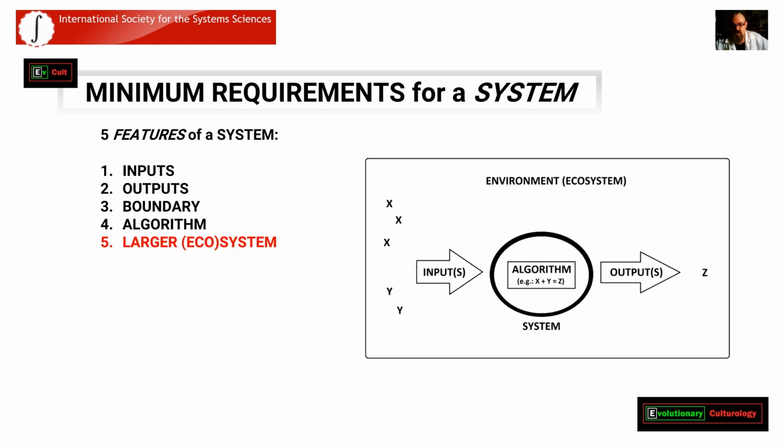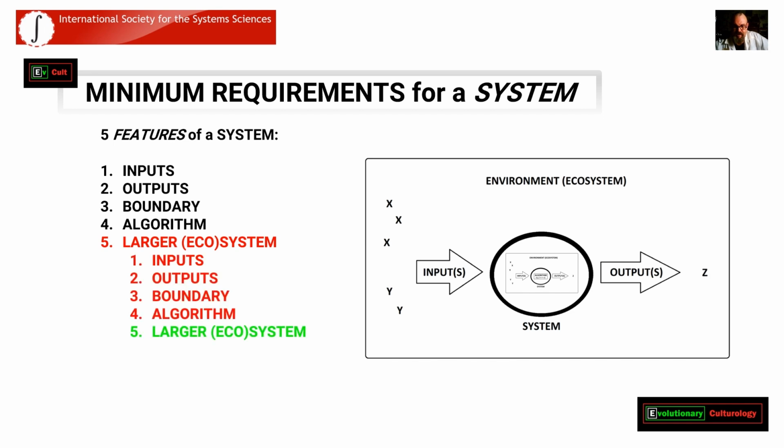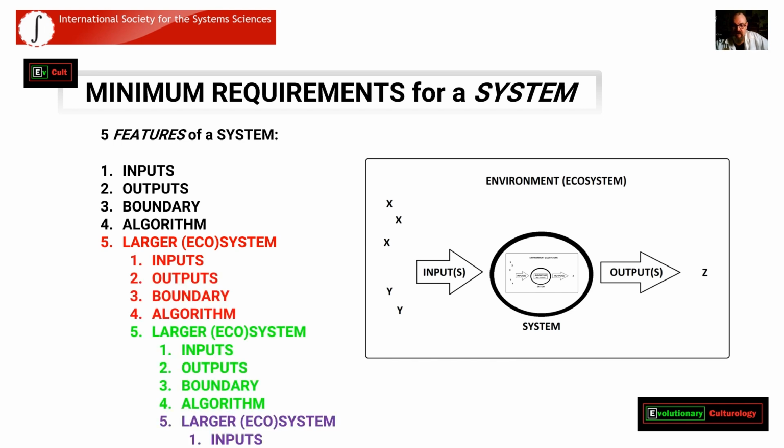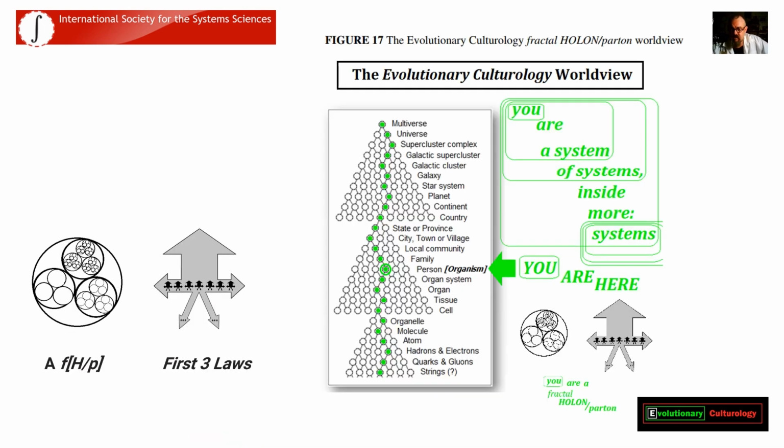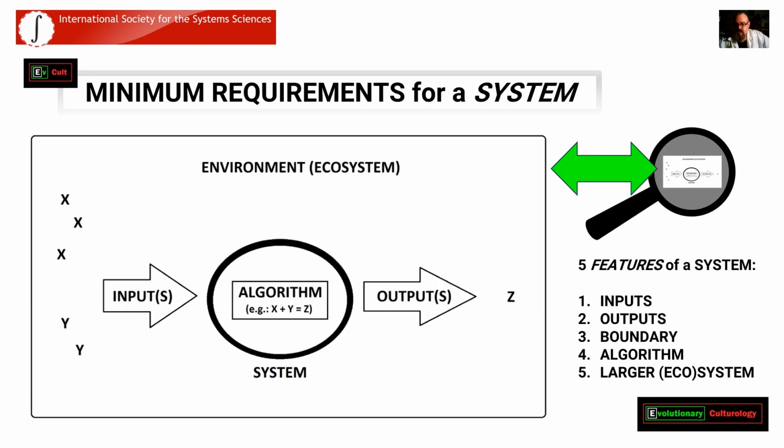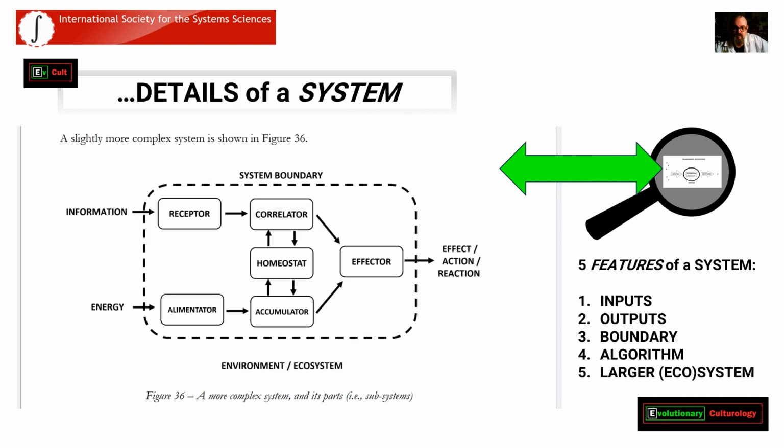And they're nested, of course. They're fractal Holon partons. Inside a system is a smaller system and smaller systems. And outside are larger ecosystems on scale levels. We looked at that. There's that diagram again. For obvious reasons. Systems within systems. Fractal Holon partons. So there's your minimum requirements. And you can zoom in closer once you've identified the 5 elements.